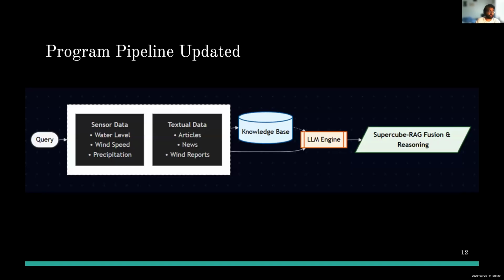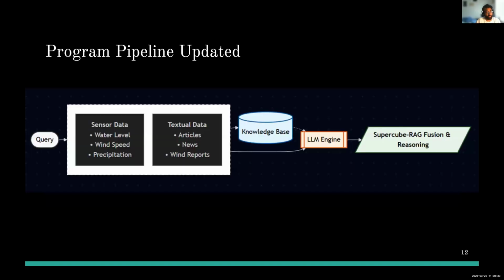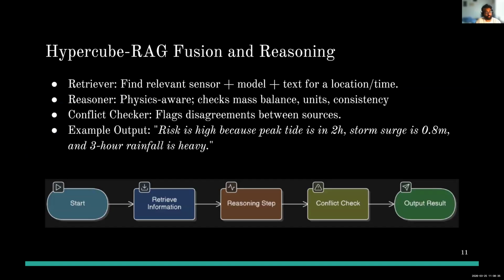This slide shows our updated pipeline, because the previous one was my initial thoughts when I had first created the project. As I moved on, I went into more detail, specifically from the retrieve information section.